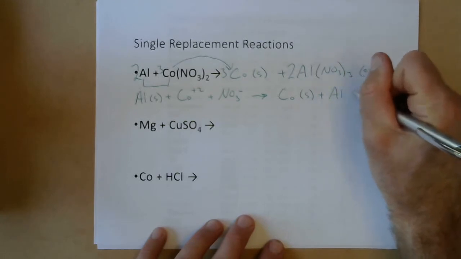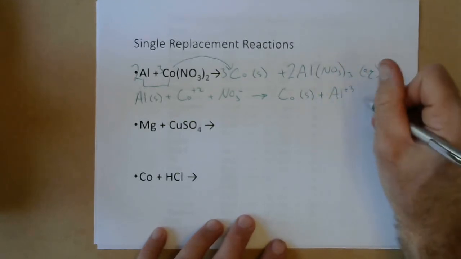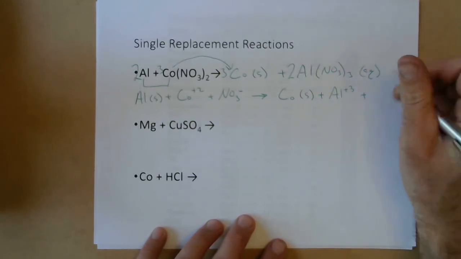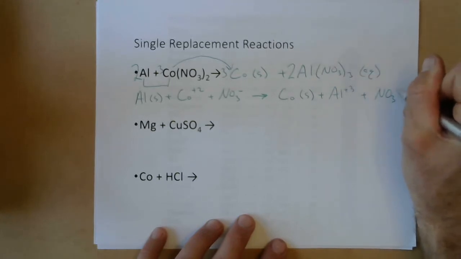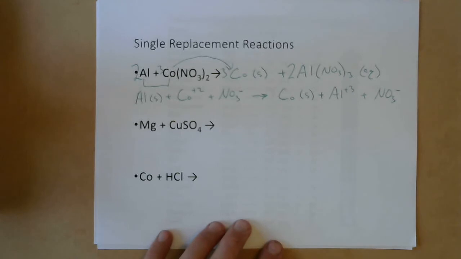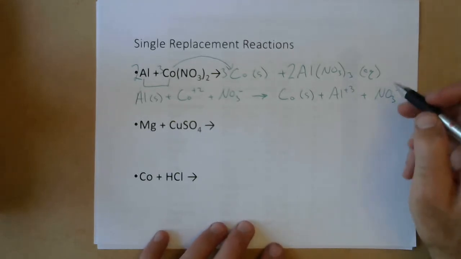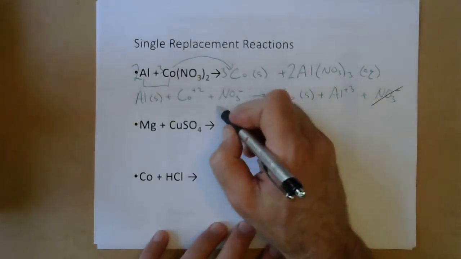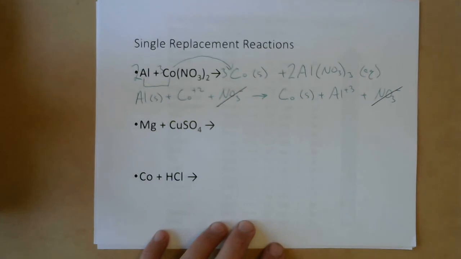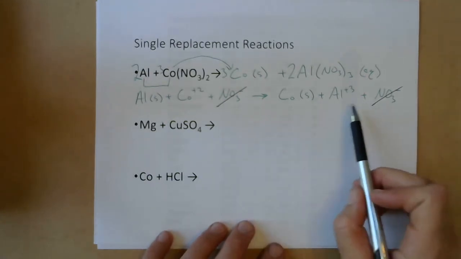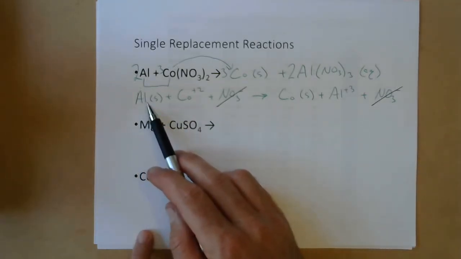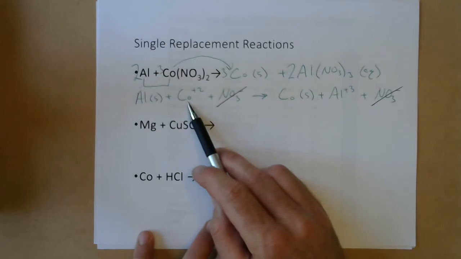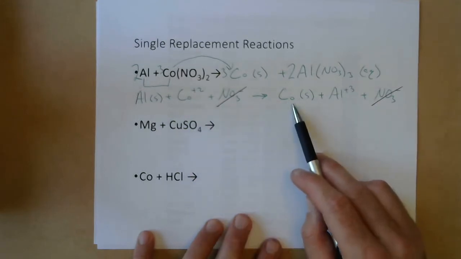So aluminum ions with a +3 charge, and nitrate ions. Okay, and then we can look for spectators. So the spectators are going to be the nitrate ion. The nitrate didn't change. It was neither oxidized nor reduced, so it doesn't need to be in the equation. We can write out a net ionic equation where the aluminum is changing into aluminum ions and the cobalt is changing from ions into a solid.